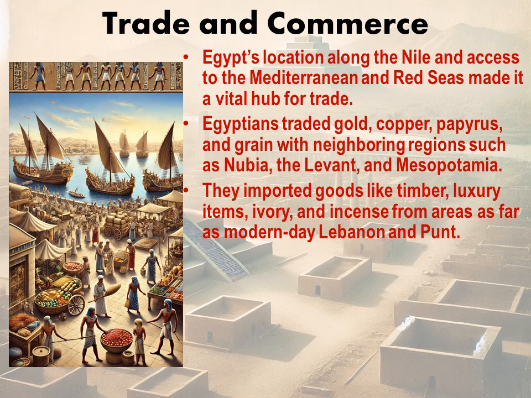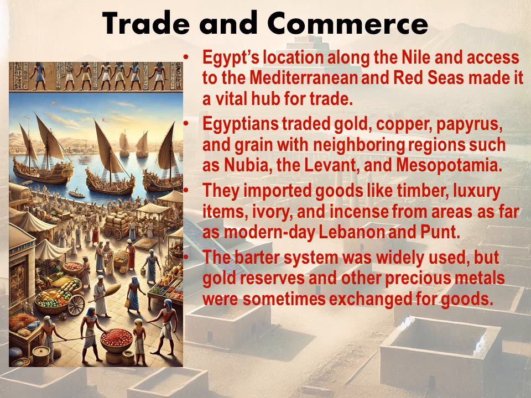So these were areas from where they could buy things, or they used to bring things from those areas into their own country. And what were the goods which they imported? Import means bringing something in from another country. The typical goods of import were once again timber, luxury items, ivory, and incense.